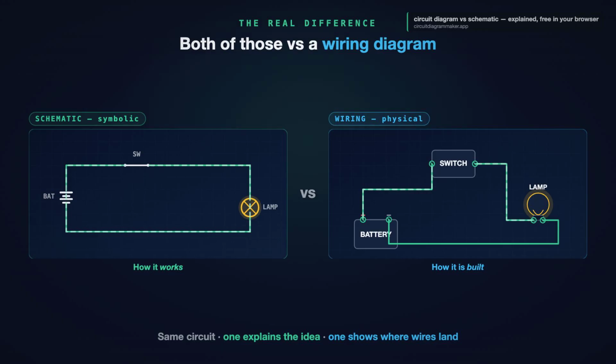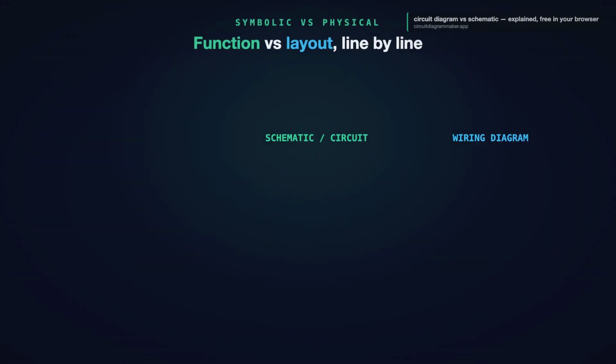Let us make that split concrete because it is the whole point of this video. A schematic, or circuit diagram, is about function. It is symbolic. Components become standard symbols. Position on the page means nothing, and it answers the question, how does this thing work? It is the drawing you reach for to understand or design a circuit. A wiring diagram is about layout.